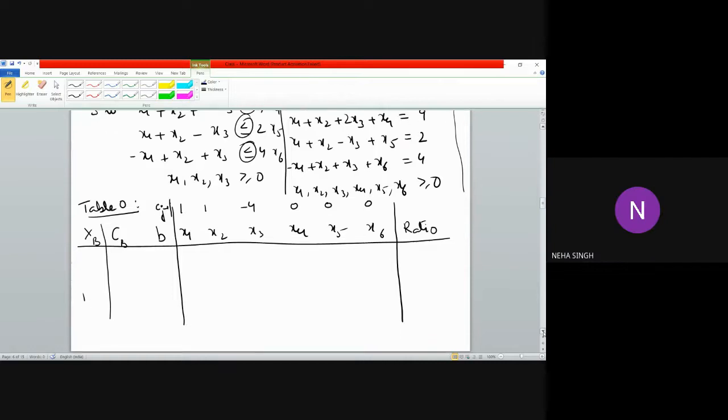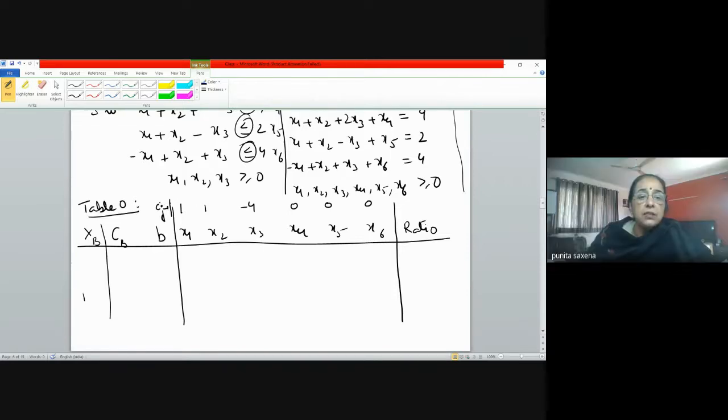Ma'am, what is written above? Above the small b, we have Cj. Okay, ma'am. Okay? This is your Cj, right? Which stands for the coefficients of all these variables in the objective function.